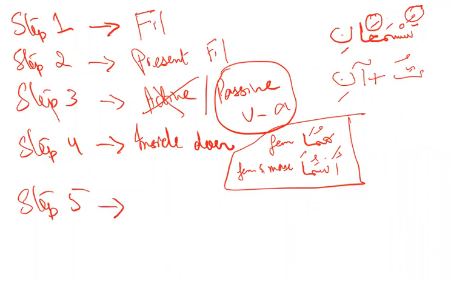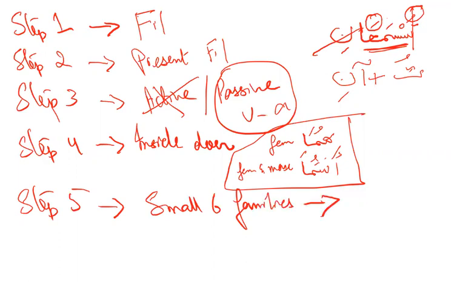Small 6 family. It's because if we remove the ta and the ani, we only have 3 letters left. So this is the small 6 family. And which family in the small 6 families is this? Sami'a family.